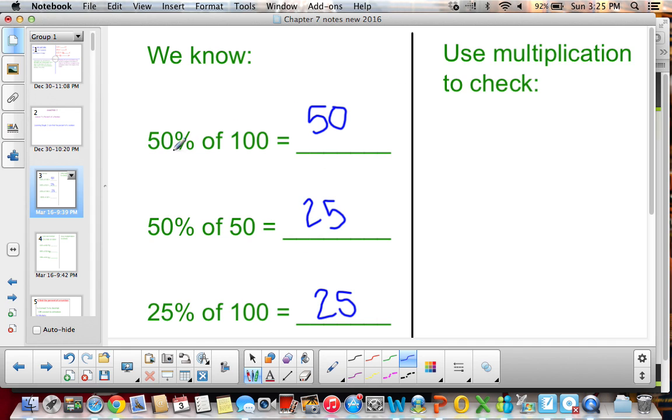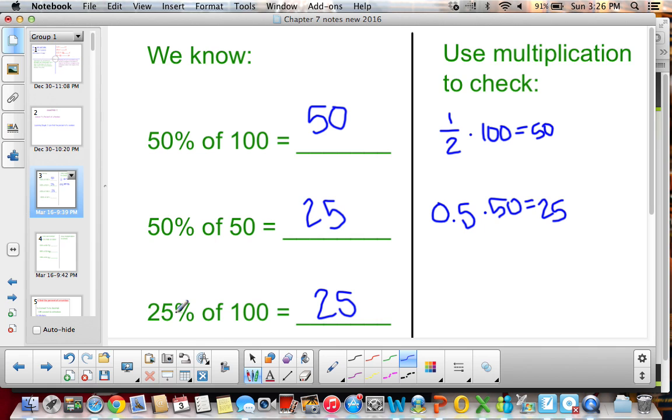And we can check, well, we know that 50% is the same as 1/2. So if we do 1/2 times 100, we get 50. We also know that 1/2 is the same as 5/10 or 0.5. So if we do 0.5 times 50, we get 25. And we can do the multiplication and we can use our calculator to check.